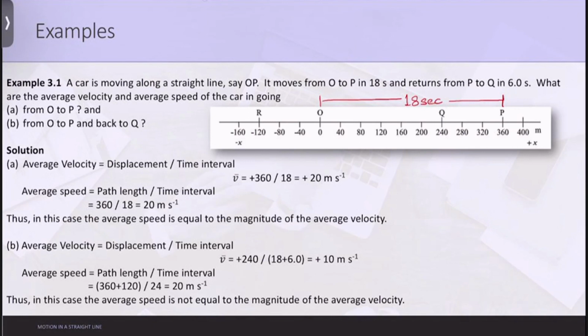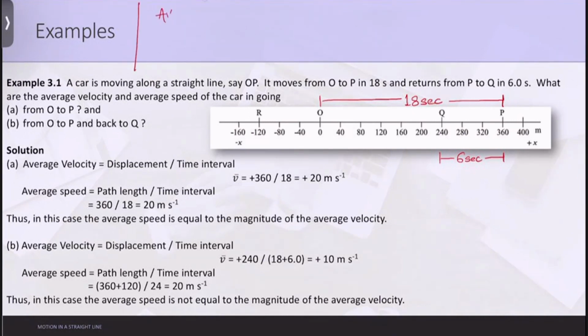Okay, and returns from P to Q in 6 seconds. So this time was done in 6 seconds. So what are the average velocity and average speed of the car in going from O to P and from O to P to Q and back to Q? Okay, so you just need to calculate the value of average velocity and average speed. Okay, fine. So let us try to calculate everything.